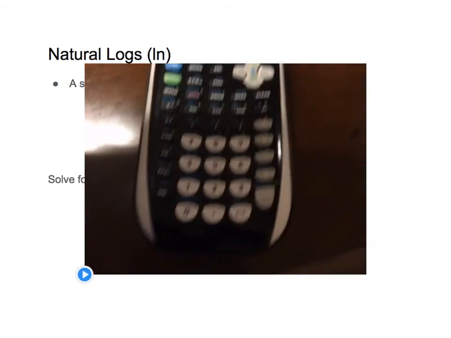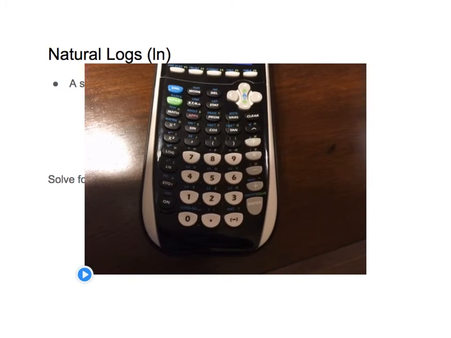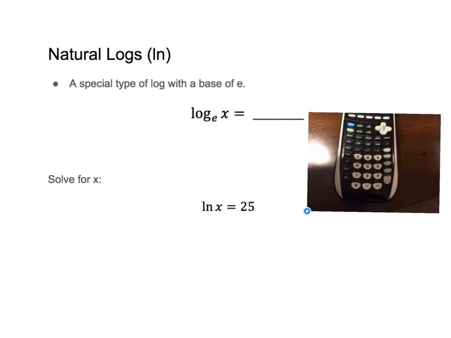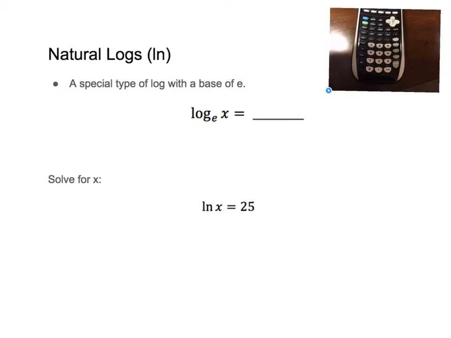So let me just stop this recording and put this to the side here. Let's stick it right there. Yeah. Okay.